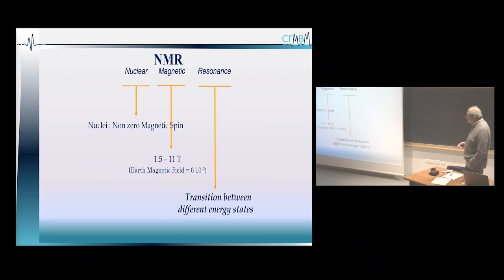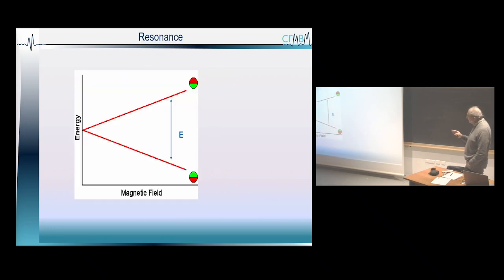Then resonance. Resonance more or less means that we are talking about the interaction between the magnetic field and the nuclei, and you are going to talk about some transition between different energy states for these nuclei of interest. I'm going to tell you a little bit more in the next slide. So this looks very simple. You've got the magnetic field in here, which is going higher, and you've got the energy states in here.